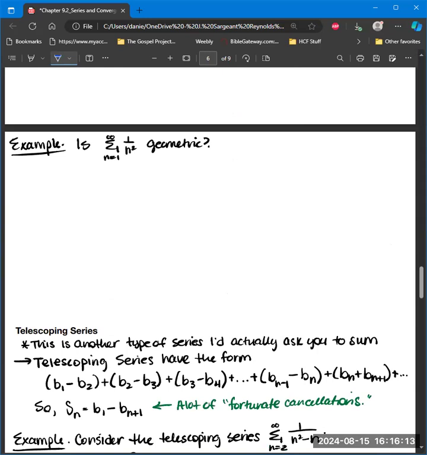Is the sum of 1 over n squared, n equals 1 to infinity, geometric? No, because we're not multiplying by a common ratio. I'll go ahead and show you the terms here. 1 over 1 is 1. S2 is going to be 1 plus a quarter, which is 5/4. S3 is going to be 1 plus a quarter plus a ninth.